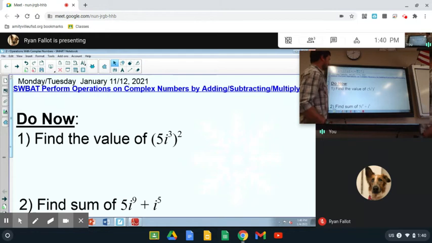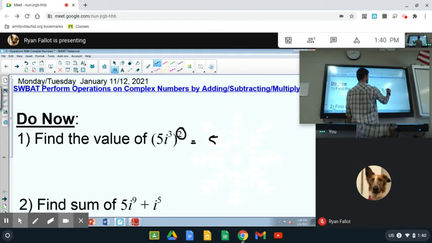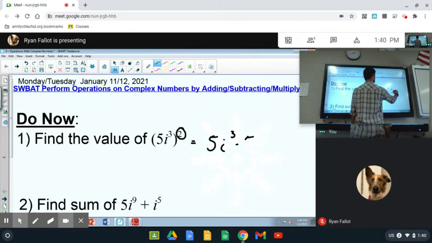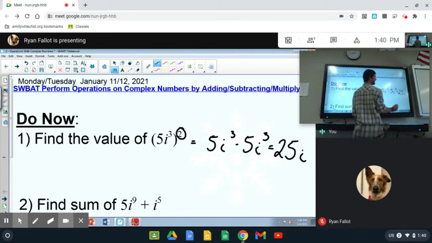So for the first question, find the value of this. Anything squared is probably a good thing to start with. So let's square it first. 5 times 5 is 25. I to the third times I to the third is I to the 6th power.